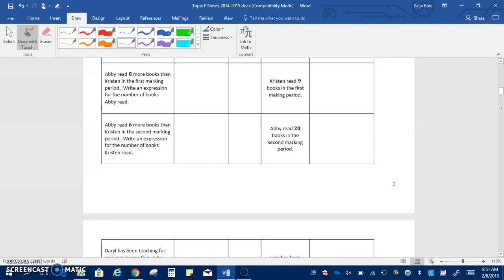This says Abby read 8 more books than Kristen in the first marking period. Write an expression for the number of books Abby read. So we have Abby and we have Kristen, and we want to know how many books Abby read. The thing we're going to do here is always use the opposite of what we're looking for. So in this next box we are going to say, let K equal the number of books Kristen read.